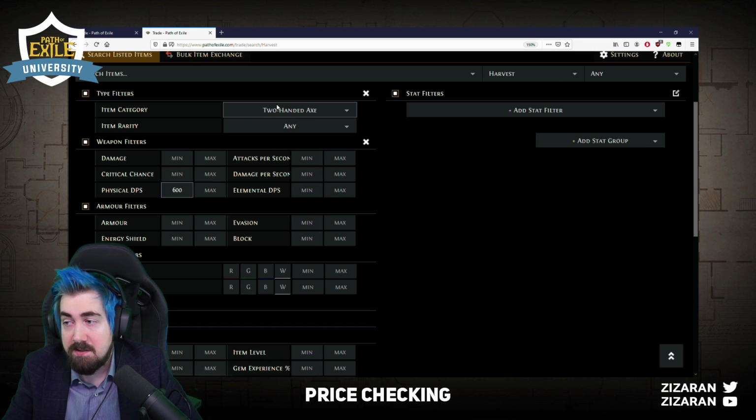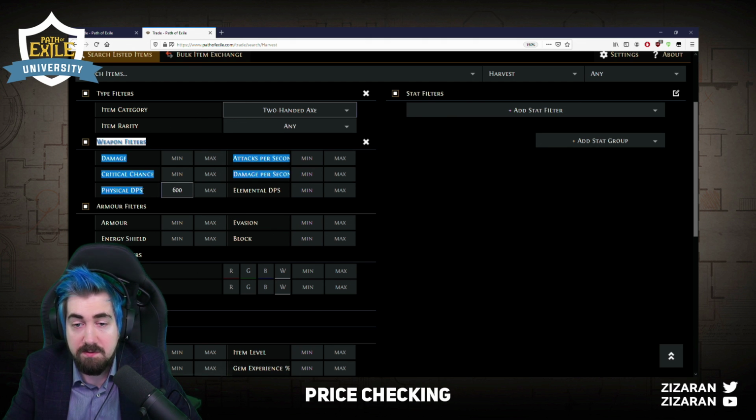So let's start here with two-handed axes, and the only thing we care about, nothing else. We're not going to add any stat filters. The only thing we care about now is showing that exponential curve. So we're going to start at 600 physical DPS. And this is very, very different than 600 damage. We'll show both.